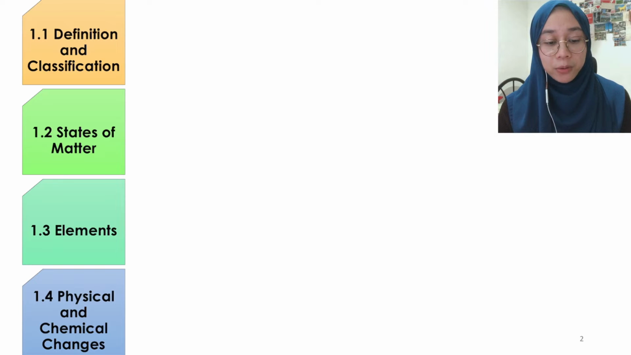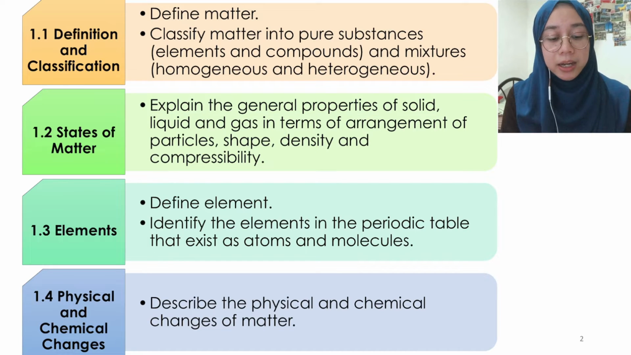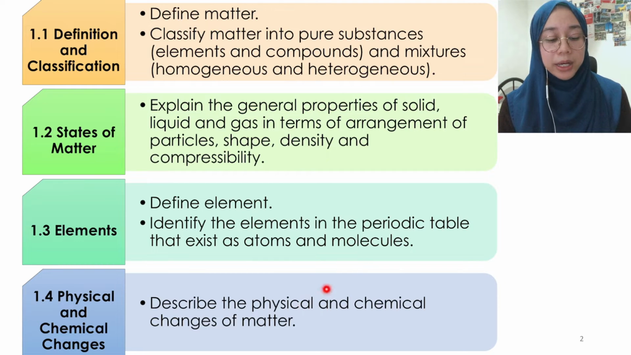For 1.1, we are going to have a look at the definition of matter, and we will classify matter into pure substance or mixture. For 1.2, we are going to have a look at the general properties of solid, liquid, and also gas, in terms of a few properties. In 1.3, we are going to have a look at the definition of element, and then the identity of the elements in the periodic table, whether they exist as atoms or molecules. And lastly, we are going to describe the physical and chemical changes of a matter.